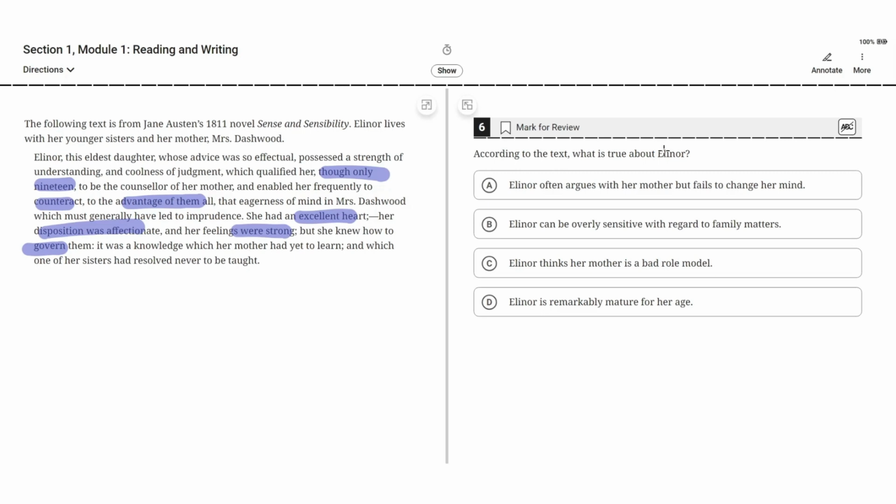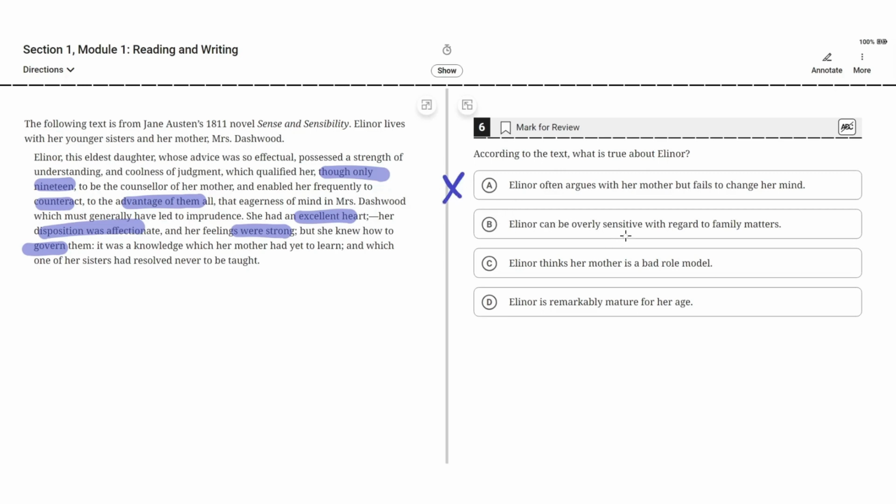So, option A says, Eleanor often argues with her mother, but fails to change her mind. This is incorrect because in the text, it does say that she was the counselor of her mother and frequently counteracted her. It doesn't say that she argued with her mother and failed to change her mind.